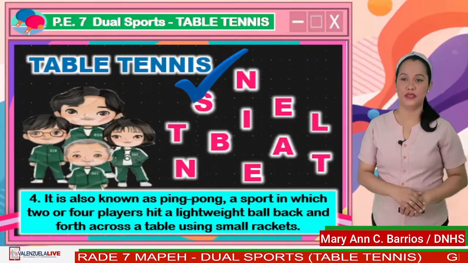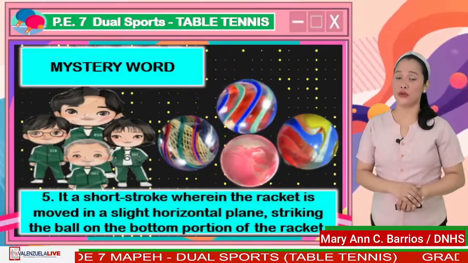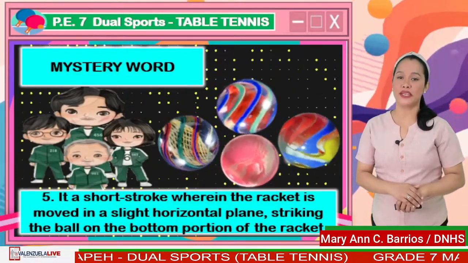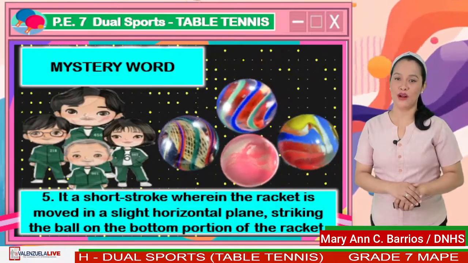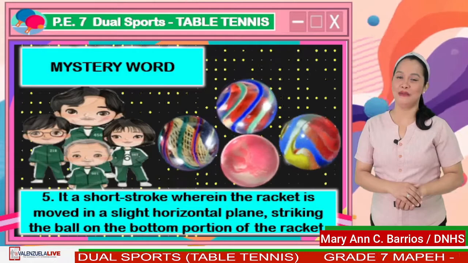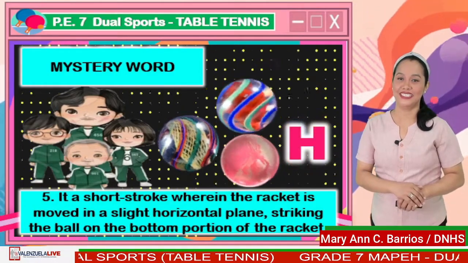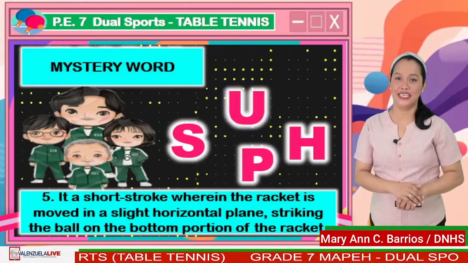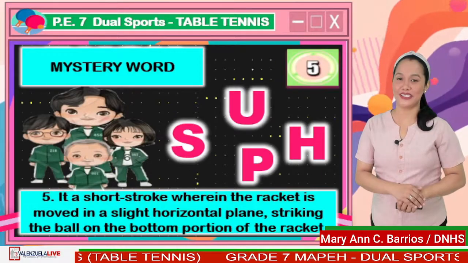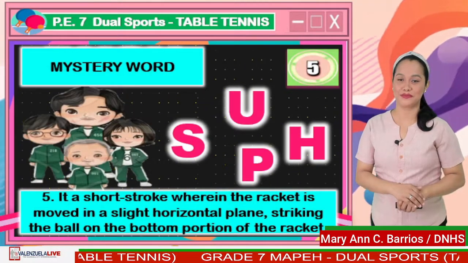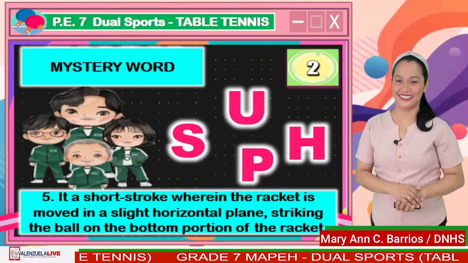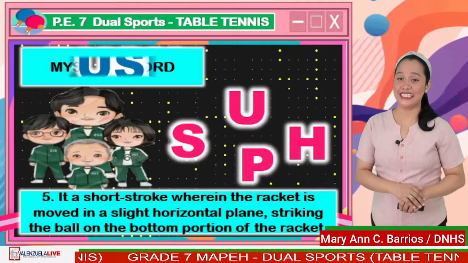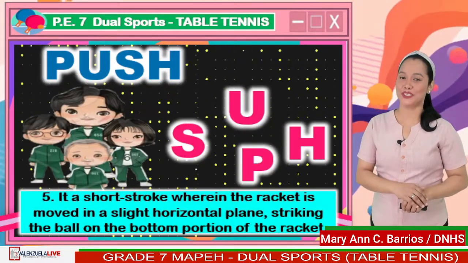Excellent. Number 5. It is a short stroke wherein the racket is moved in a slight horizontal plane, striking the ball on the bottom portion of the racket. Let's reveal the letters behind those marbles. H, S, B, U. Timer starts now. Time is up. Exactly. The answer is push. Good one.